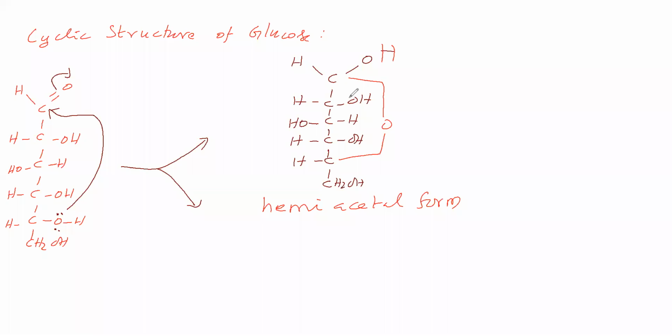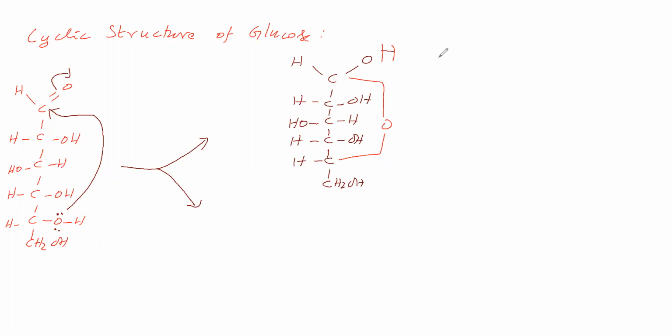If a carbon is having two ether groups, then that is called an acetal form. If a carbon is having one ether group and one alcohol group, then that is called a hemiacetal.